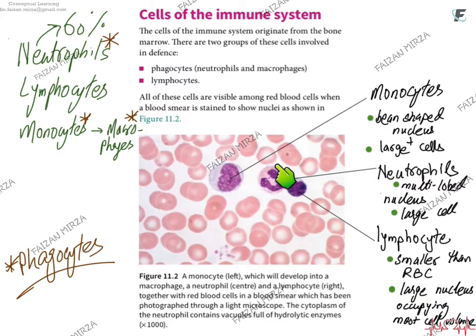The other cell, neutrophils, are also pretty large, much larger than the red blood cells, and they have a lobed nucleus. You can see multiple lobes here. And then you have another kind of cell, which is the lymphocyte, which I just discussed. Lymphocyte is such a small cell that it is even smaller than a typical red blood cell. Most of the volume of the cell is filled up with the nucleus.